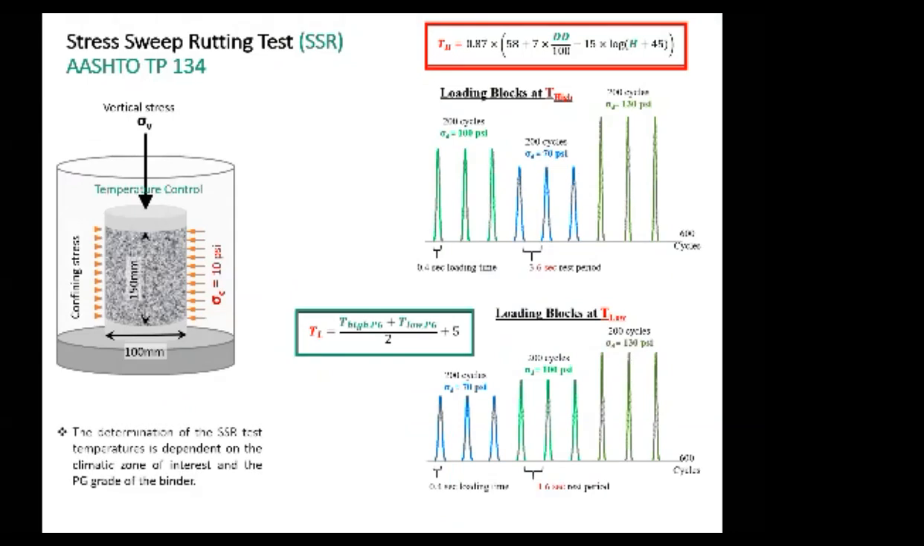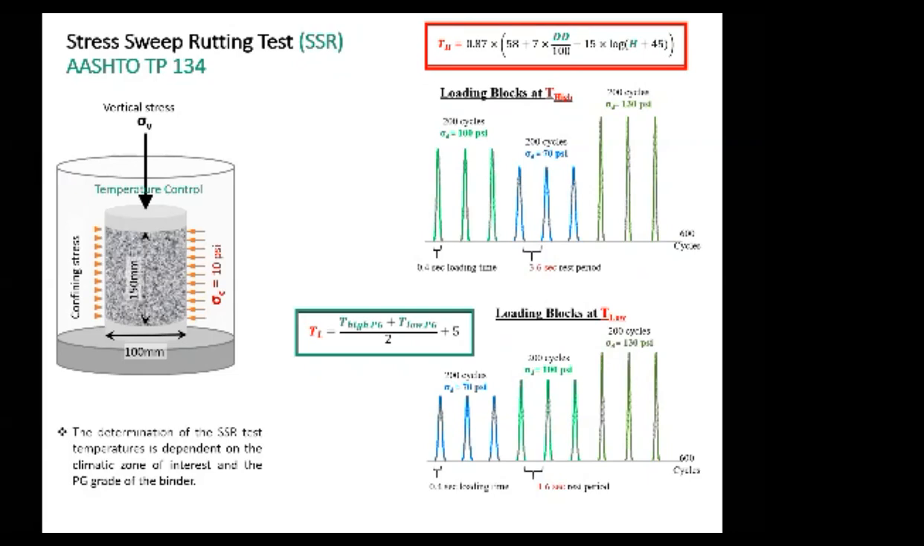You're going to be doing the SSR test at 2 temperatures, a high temperature, which is a function of the climate, and you will be doing a series of sinusoidal cyclic waveforms at different deviatoric stress levels, for a given loading time and a given rest period. You're going to repeat loading blocks at another temperature called the low temperature, T low, which is a function of the PG grade of your mix, and you're going to do the deviatoric stresses at the same levels.